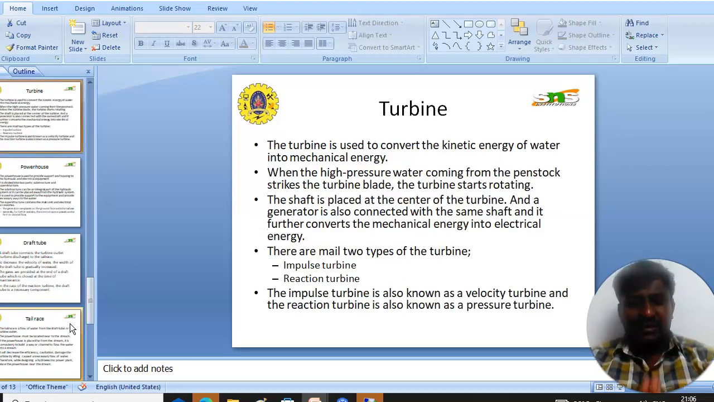Turbine. The turbine is the important component in the power plant, which converts the kinetic energy of the water into mechanical energy. When the high pressure water coming from the penstock strikes the turbine blade, the turbine starts rotating. A shaft is placed at the center of the turbine. The generator is also connected to the same shaft, and it further converts the mechanical energy into electrical energy. There are mainly two types of turbine: impulse turbine and reaction turbine. The impulse turbine is also known as the velocity turbine, and the reaction turbine is also known as the pressure turbine.